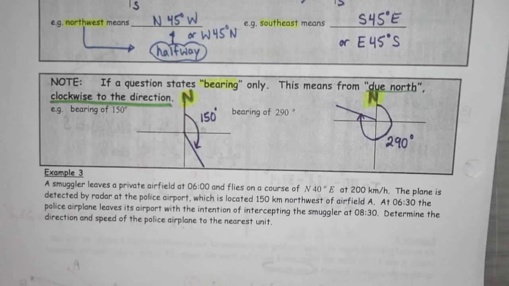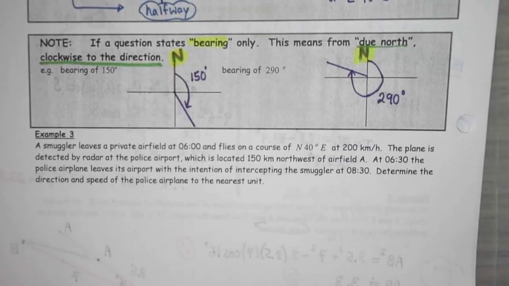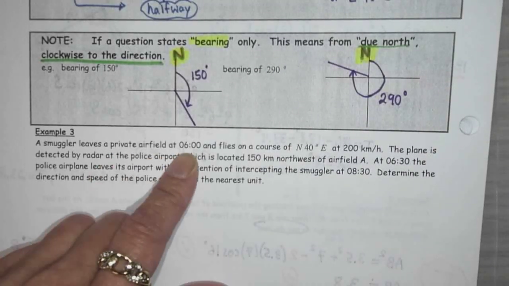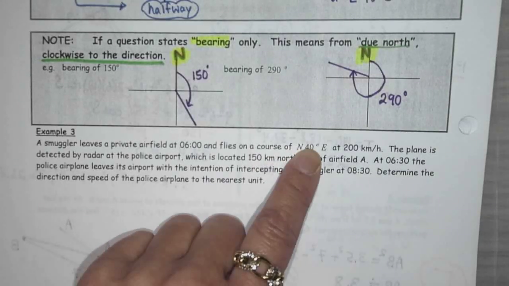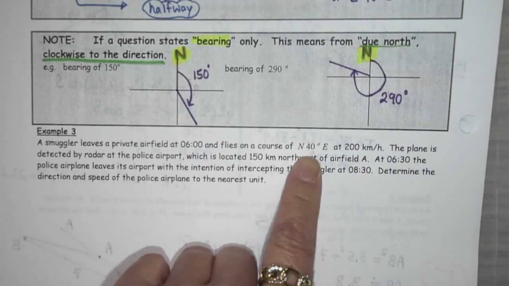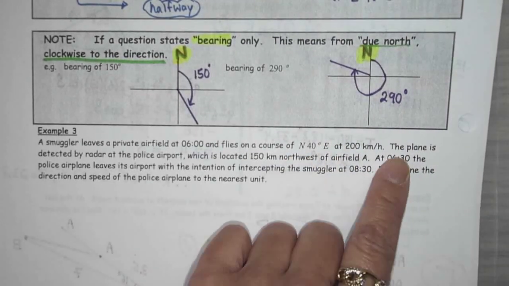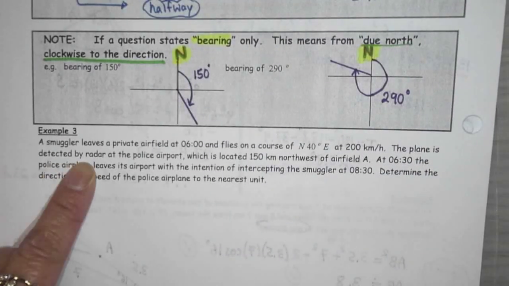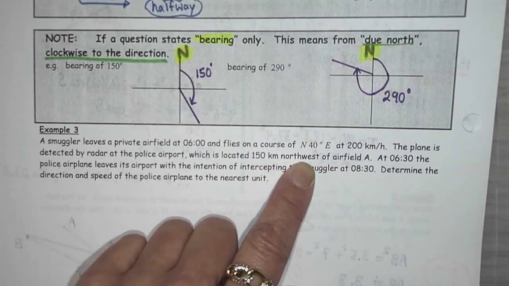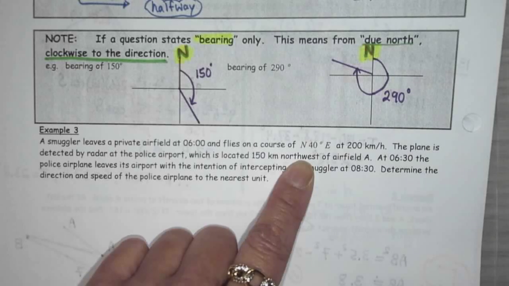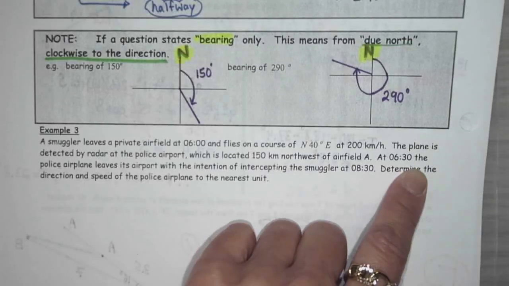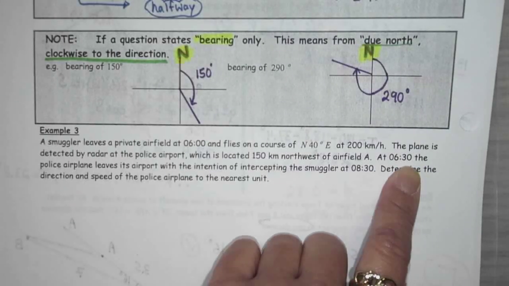Bearing, north, south. Ready? Okay, I have a smuggler. It's leaving a private airfield at 0600. Look how fancy we are. Flies on a course of north 40 degrees east at 200 kilometers an hour. Okay, we're good there? So we're flying. We're going to draw that in a second. I just want to read the whole thing first. The plane is detected by radar at the police airport, which is located 150 kilometers northwest. Oh, we know what that means. Exactly halfway between north and west. Airfield A. Okay. At 0630, right? So 0630, you gotta know how to tell time. Digital, right?